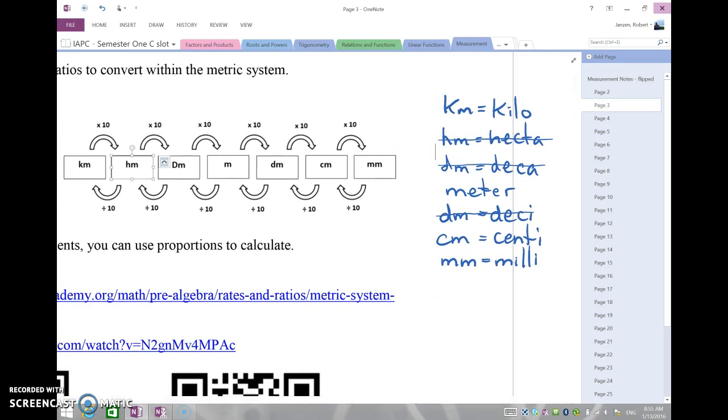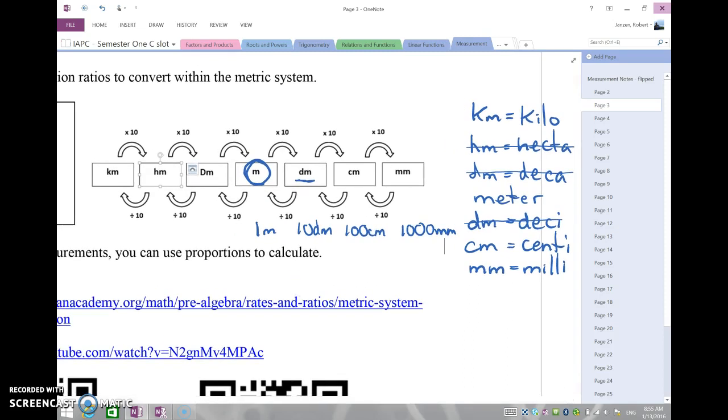So if you look at the basic meter right here, if we move to the right, there are 10 decimeters in 1 meter. So if you had 1 meter, there would be 10 decimeters. And then if you multiply by 10 again, there are 100 centimeters in that 1 meter and 1,000 millimeters in 1 meter. And so if you get really good at this, you can kind of move back and forth on the scale, just increasing by multiples of 10.